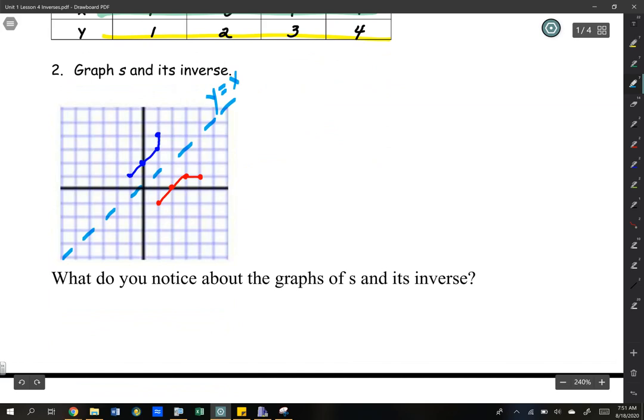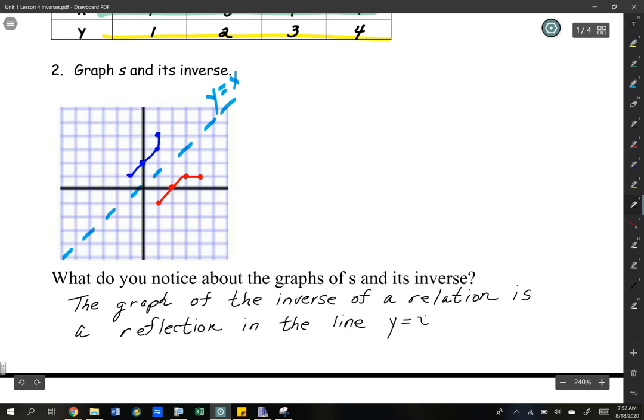All right, so I answered my own question already here. What do you notice about the graphs of S and its inverse? The graph of the inverse of a relation is a reflection in the line y equals x. Sometimes people say in the line, some people say over the line, some people say about the line. They all mean the same thing.